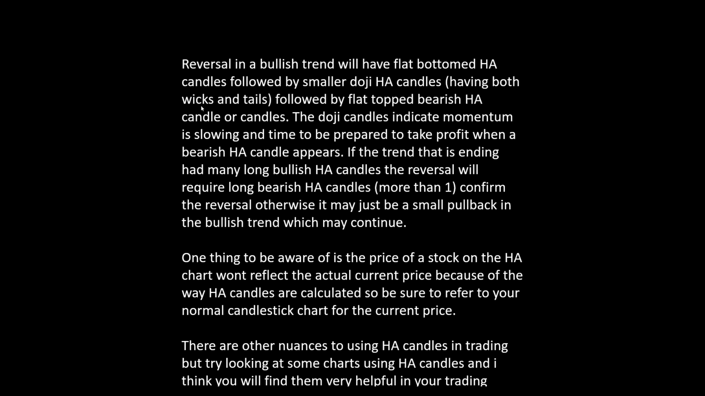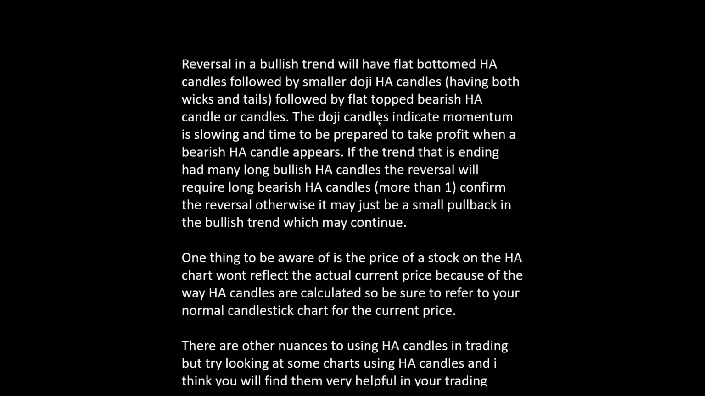So if you're in a bullish trend and you're getting flat bottom candles, they'll be followed by a smaller doji Heiken Ashi candle, which would be a smaller candle that falls inside the previous candle, and it's going to have both a wick and a tail on it. That's going to then be followed by a flat topped bearish candle. So you go from a flat bottom candle to a candle with a wick and a tail, and then you go to a flat topped bearish Heiken Ashi candle. That's a reversal. That's how you see a reversal.